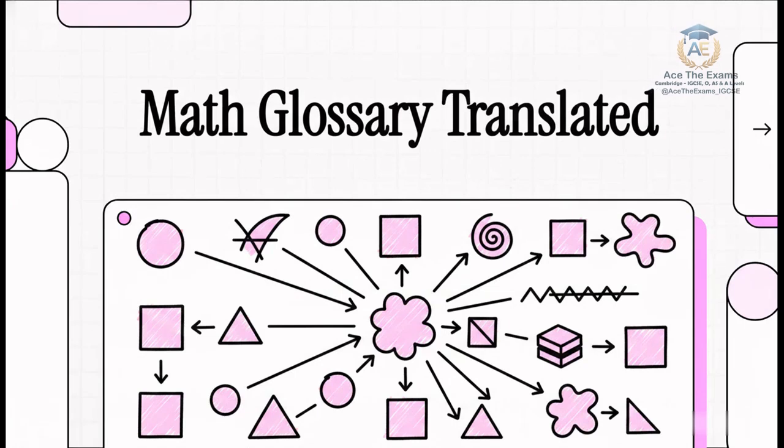Welcome to Another Explainer. If you've ever stared at a mathematical glossary and felt like you were trying to read some ancient, indecipherable language, trust me, you are not alone. A to Z lists of terms, from absolute value all the way to velocity, can feel incredibly dry and totally disconnected. But today, we're going to flip the script.